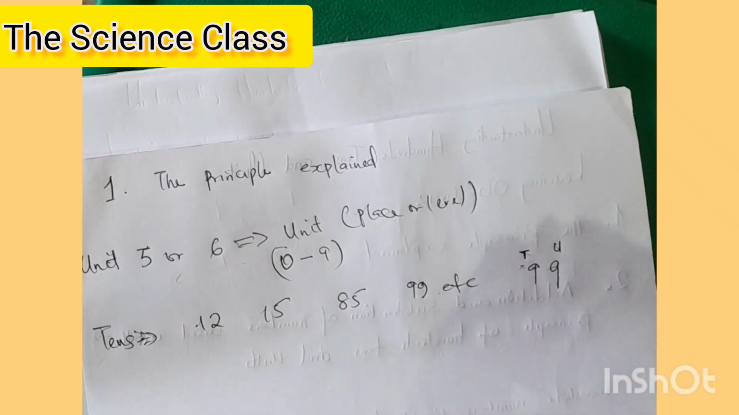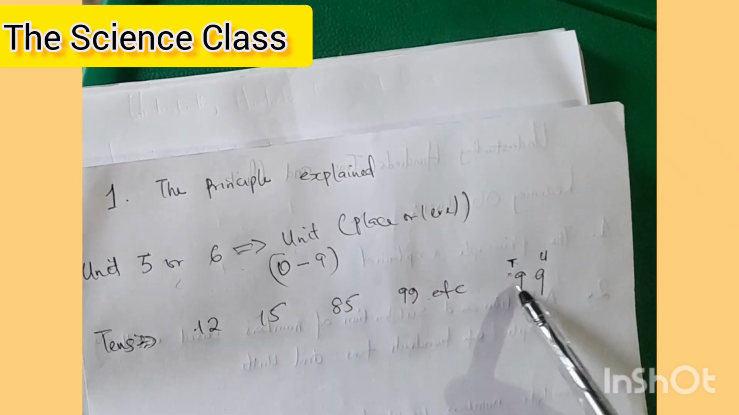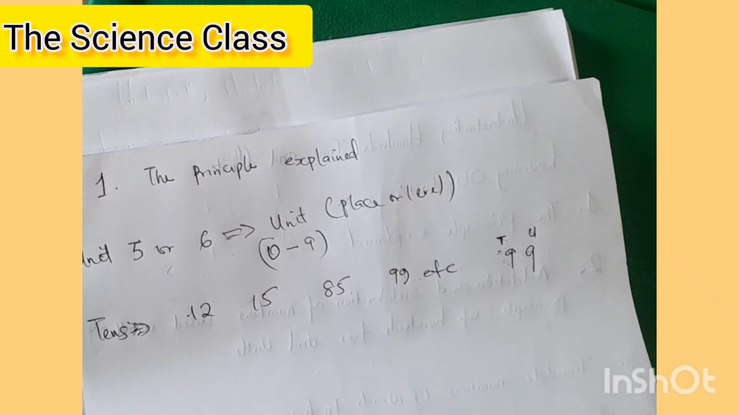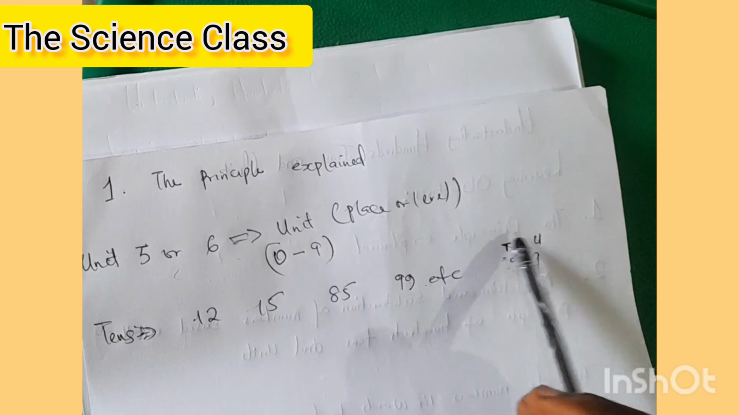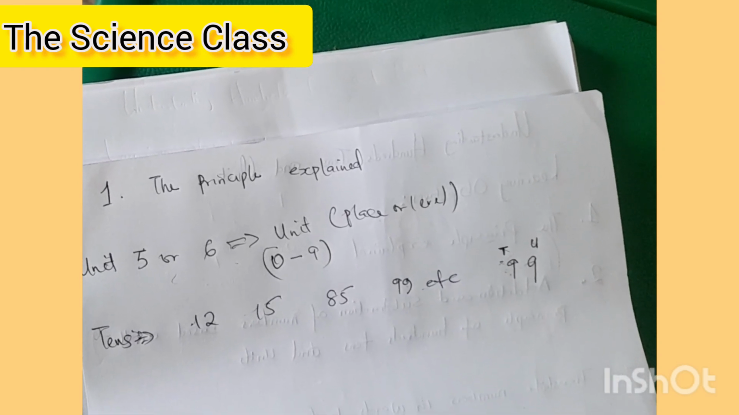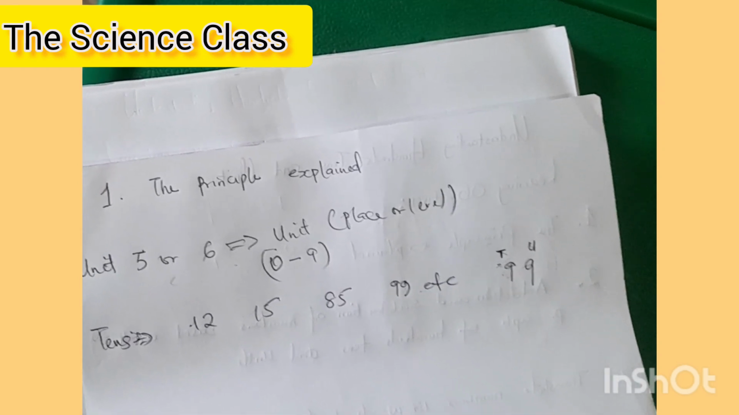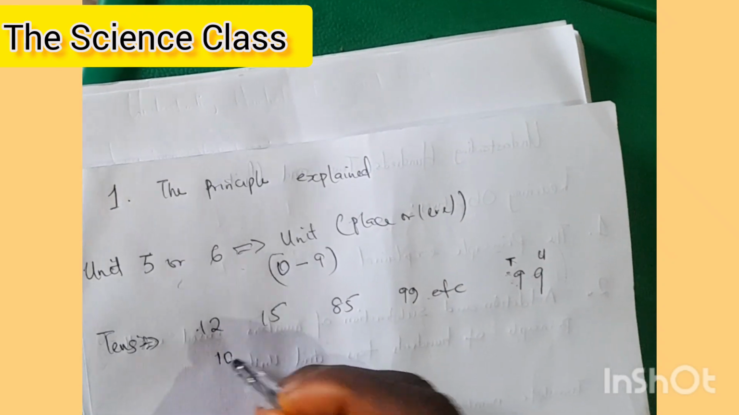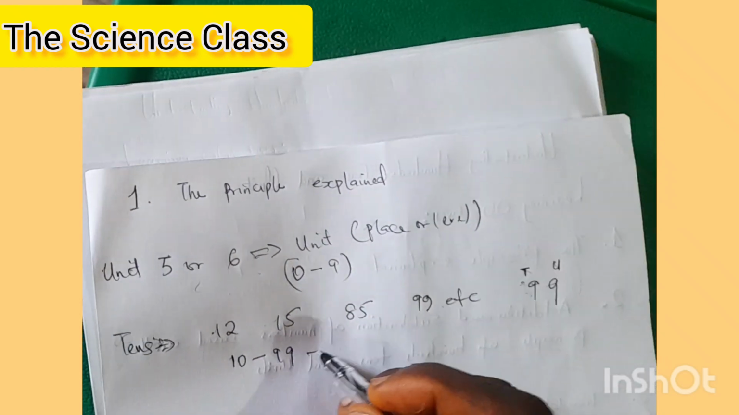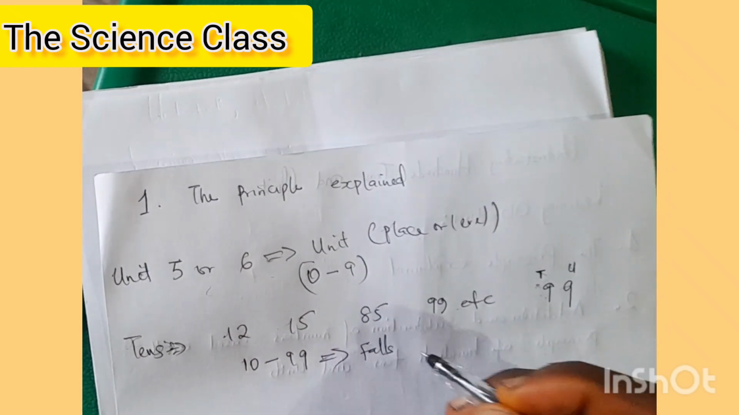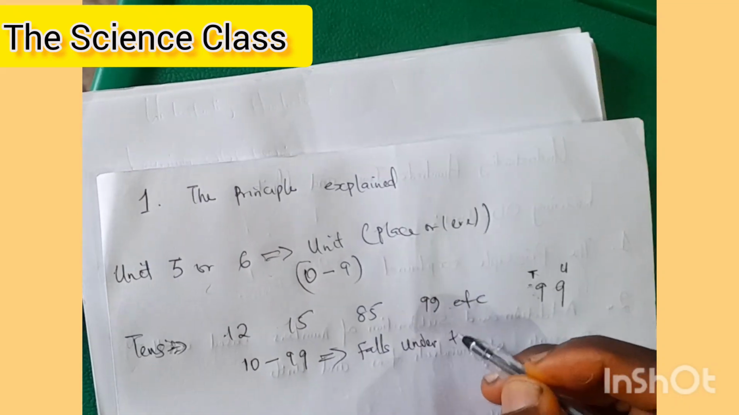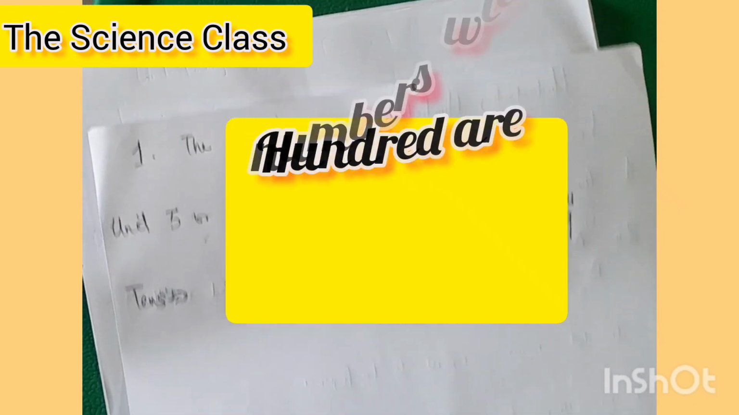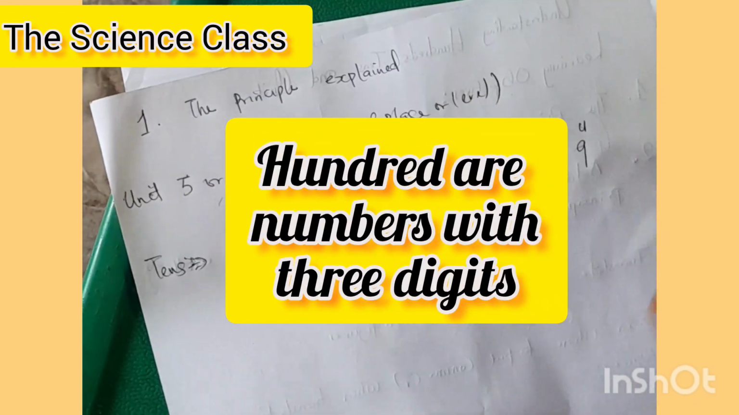So counting from the right, the last digit is the unit, and the second digit is in the tens level. So that makes a 2-digit number a number of the tens level. And numbers between 10 to 99 fall under the tens. All right, so we have the next level, which is the hundreds.